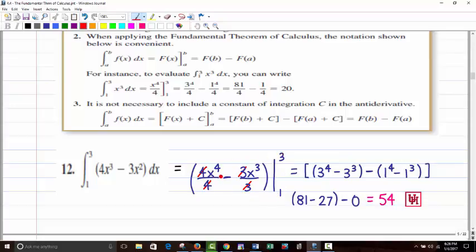So I put in 3. So it's 3 to the 4th minus 3 cubed. Minus, that's always minus right there between the two parentheses. Always, by definition. And 1 to the 4th minus 1 cubed. 81 minus 27, minus that 0 right there. We get 54 for that definite integral.